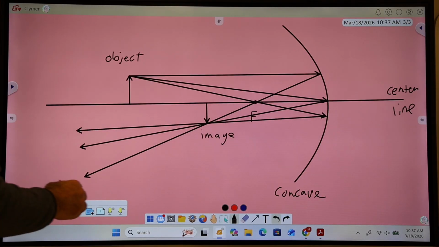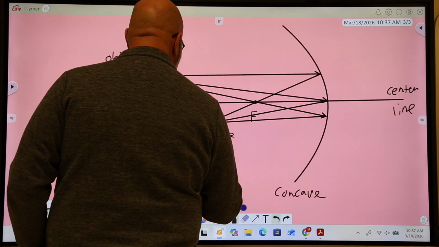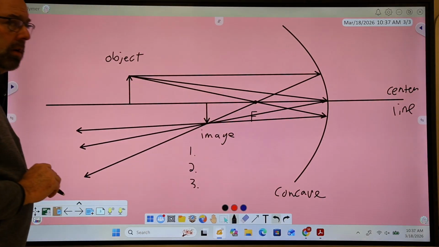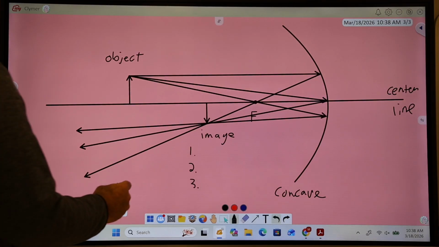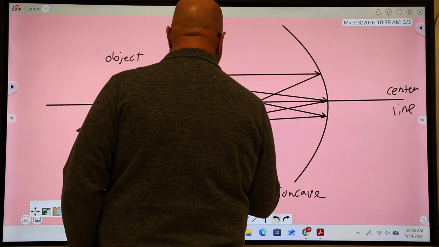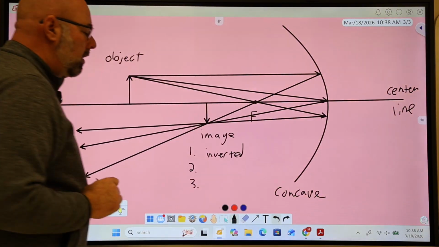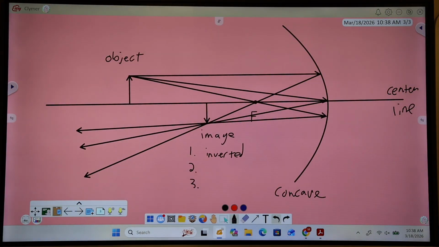So we are going to define 3 properties of this image. First, is our image right side up or upside down? Upside down. You guys did this yesterday with the little mirrors, right? Looked like you, only upside down. So we're going to call that inverted. Inverted instead of upside down. Were you bigger or smaller in the image? Smaller.